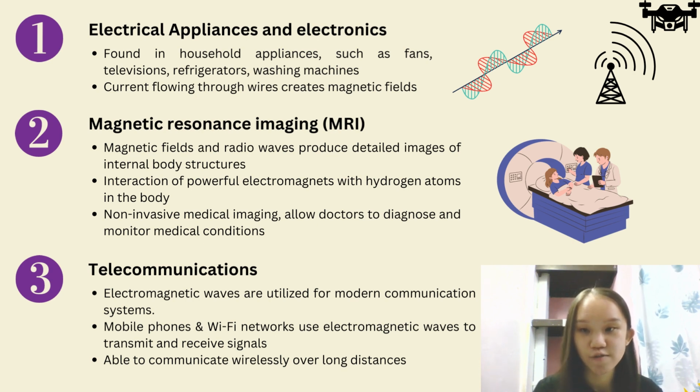The last application of electromagnetism is in telecommunications. Electromagnetic waves such as radio waves and microwaves are utilized for modern communication systems. For example, mobile phones and Wi-Fi networks use electromagnetic waves to transmit and receive signals. Nowadays, we are able to communicate wirelessly over long distances with the help of these waves. All in all, electromagnetic principles and technology have a significant impact on us as it revolutionized the way we live, communicate, and access healthcare.